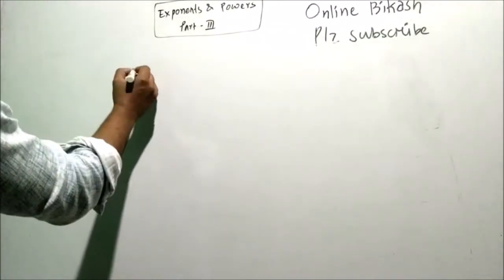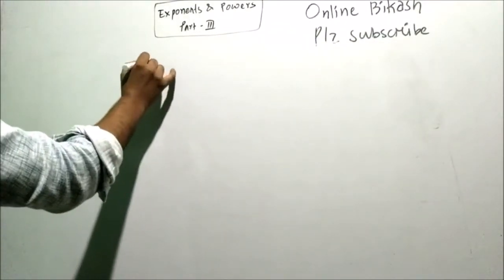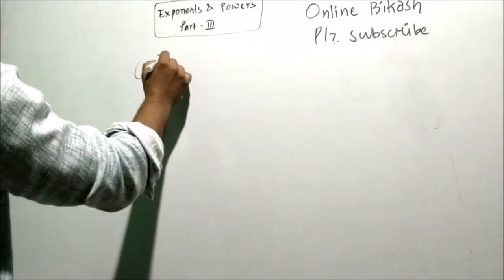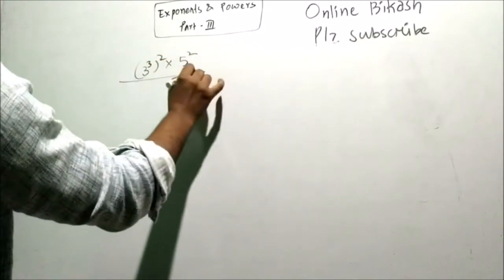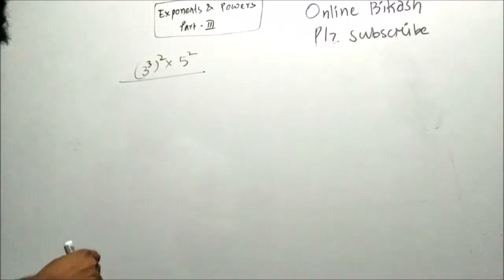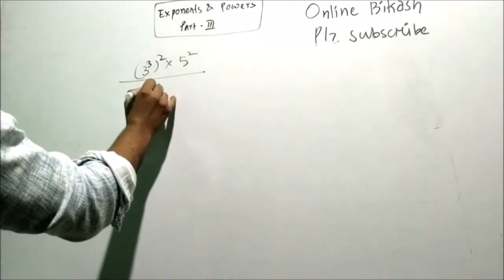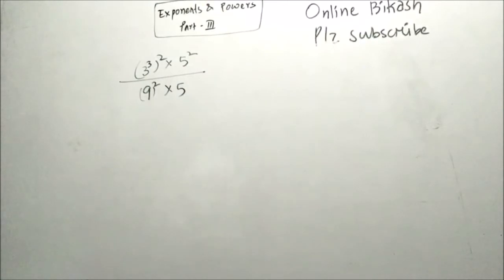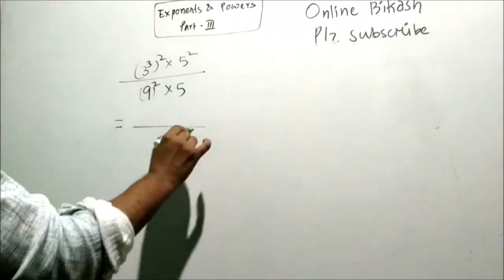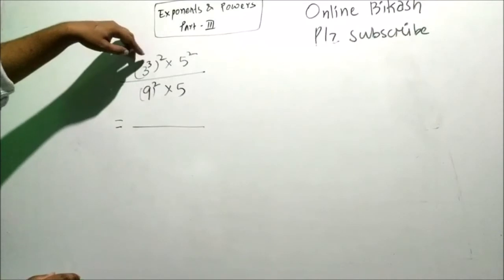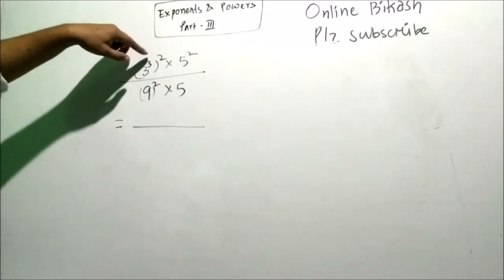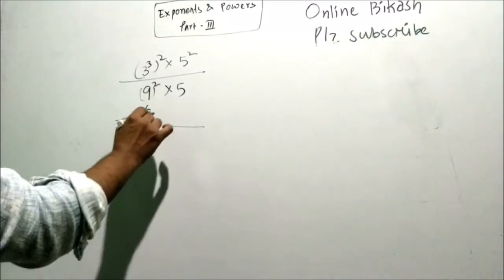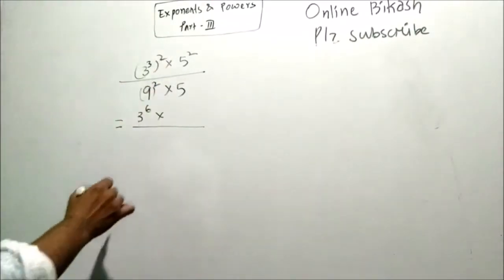Now simplify. Okay, 3 cubed squared into 5 squared over 9 squared into 5. This is a little bit different one. Right? Can we change this or simplify this? Yes, of course, because of the power of a power. So 3 to the 6. So we can write 3 to the power 6, right? Into 5 squared.